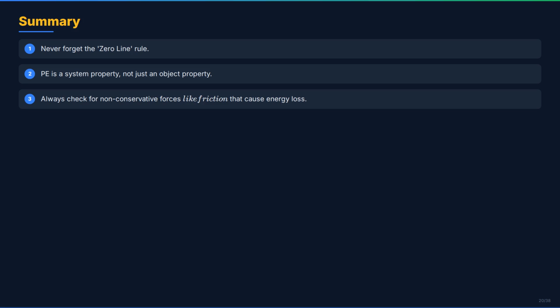Let's take a final look at the key takeaways. The most important concept to keep in your mind is the zero line. Don't get fixated on the numerical value of u_g. Focus on the change in u_g. Secondly, remember that we are analyzing a system, the object and the Earth, when calculating PE. By mastering these concepts, you've taken a huge step in your physics journey, ready for more complex topics.